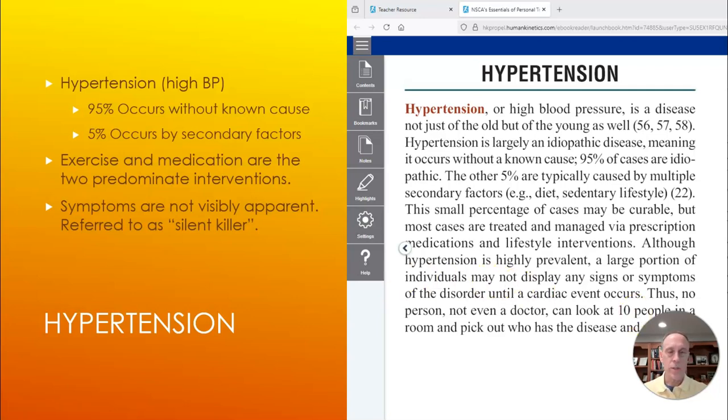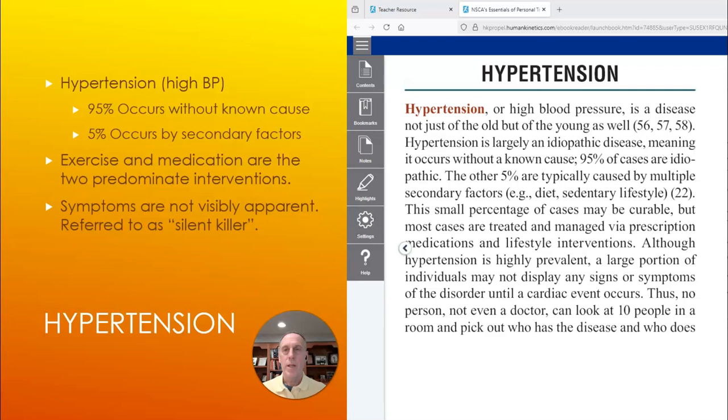All right, so with essential hypertension, which has no known cause, or at least in our parlance is referred to as idiopathic, that's about 95% of the people that will have hypertension, meaning some type of high blood pressure. And usually exercise is one of the first lines of defense to help with hypertension. And then you'll have a medical intervention of some variety that's pharmacological, where the doctor will prescribe some type of medication to help with hypertension. Oftentimes, this is referred to as a silent killer because you just don't see it in people.